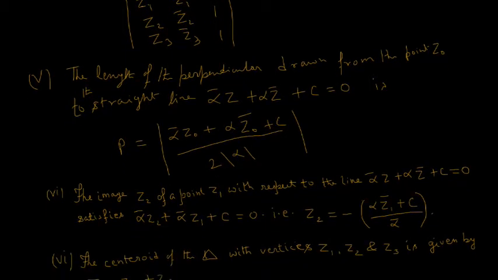The length of the perpendicular drawn from point z0 to the line alpha dash z plus alpha z dash plus c is equal to 0 is p is equal to modulus of alpha dash z0 plus alpha z0 dash plus c upon 2 modulus alpha. Remember, you have to remember these points like a formula. So I am not wasting my time as well as yours by writing the formula again in front of you. I have written the formula and the statement. Just go through it and try to remember this.